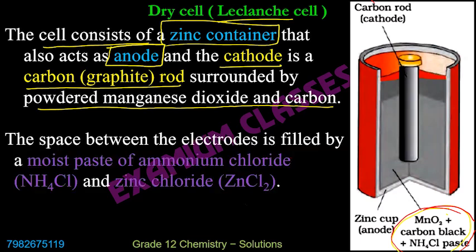The space between the electrodes is filled with moist paste of ammonium chloride and zinc chloride. All these points you have to memorize, write it and memorize it. In this section, there is nothing which should be explained much. This is more about you need to memorize, you need to remember.